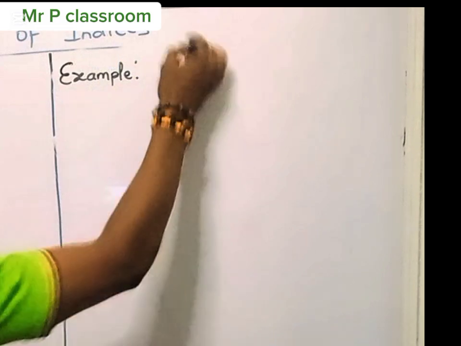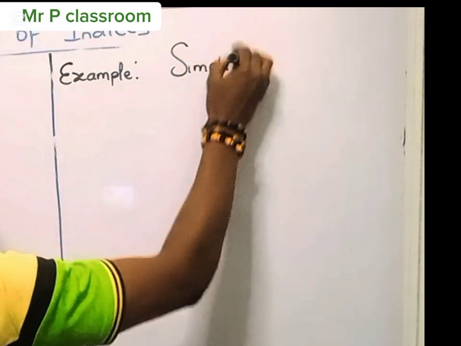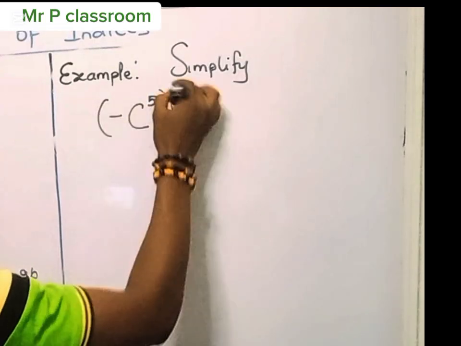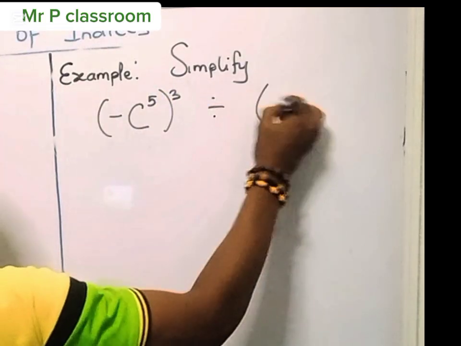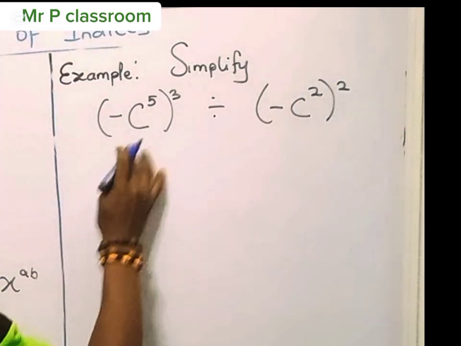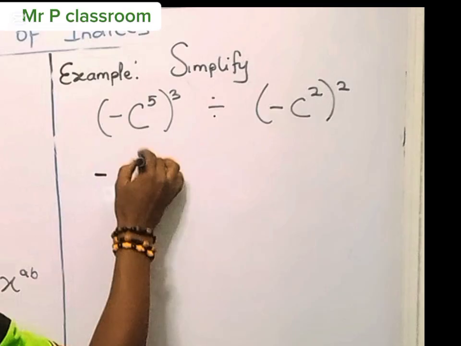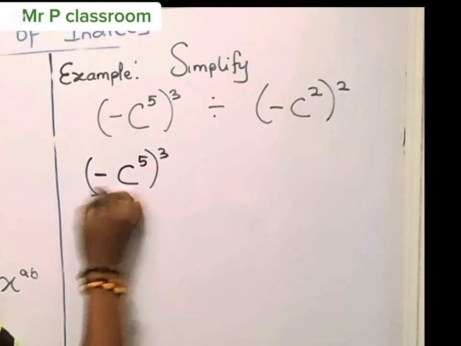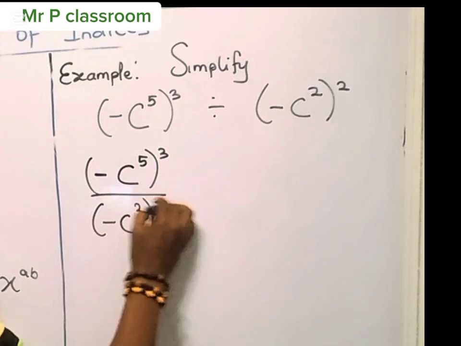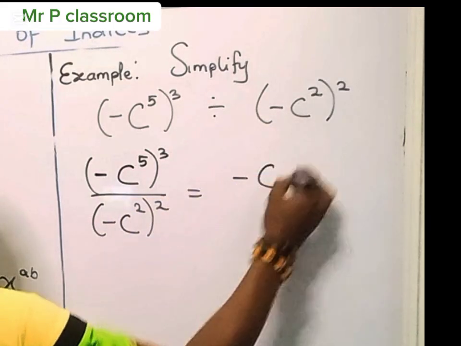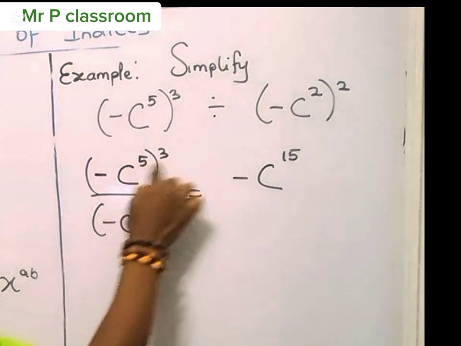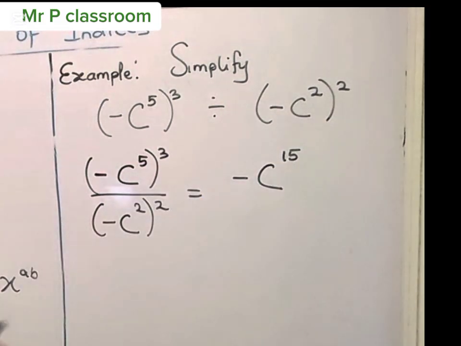So the first example, let us simplify something like this: minus c raised to the power of 5, bracket 3, divided by minus c raised to the power of 2, raised to the power of 2 again. We can say that this is minus c raised to the power of 5 times 3, divided by minus c raised to the power of 2 times 2. So this will give us minus c raised to the power of 15. How did I get this 15? 5 times 3. This is multiplication of index.